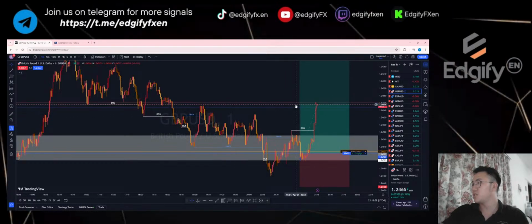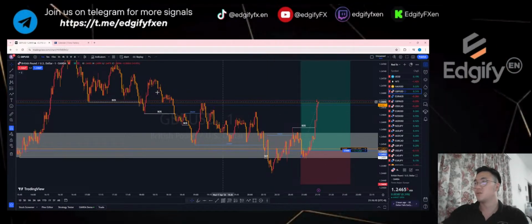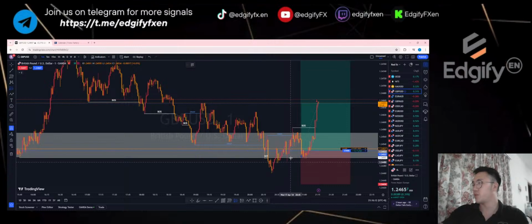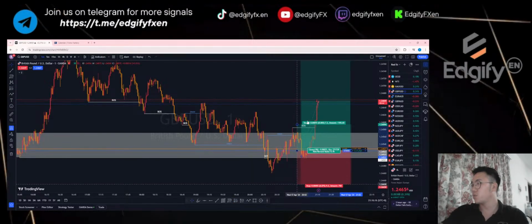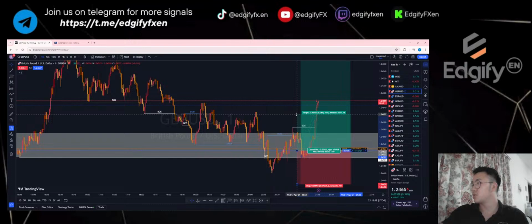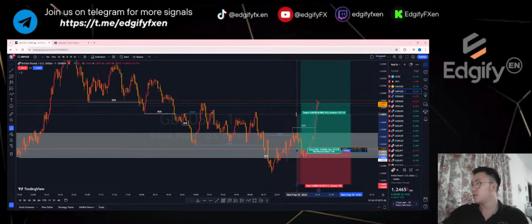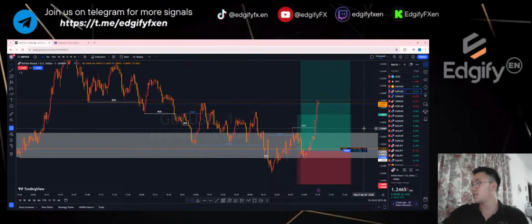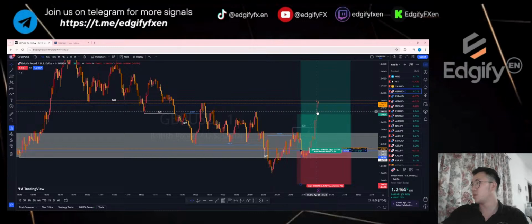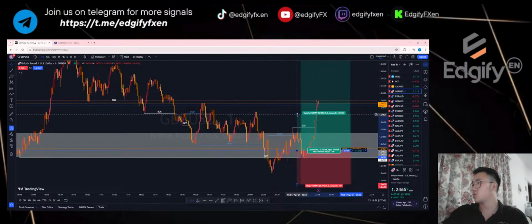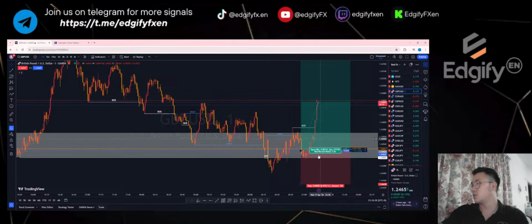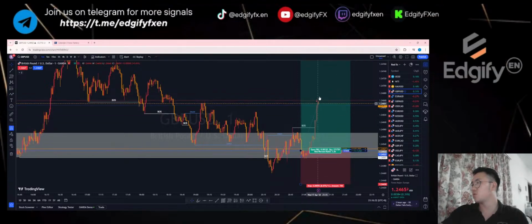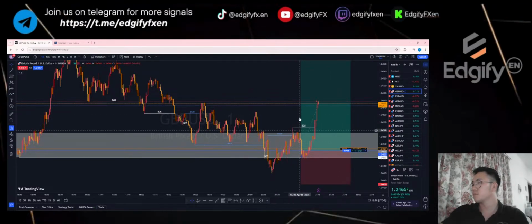Looking good. We are currently 1 to 1 already. So it's also a good thing that we are in break even, right? Calculating where 1 to 1 is, it's about here, right? When I said take partial, we are above 1 to 1. So we took partials here at 1 to 1 ratio, and the remaining 70%, I'm going to continue to let this ride.